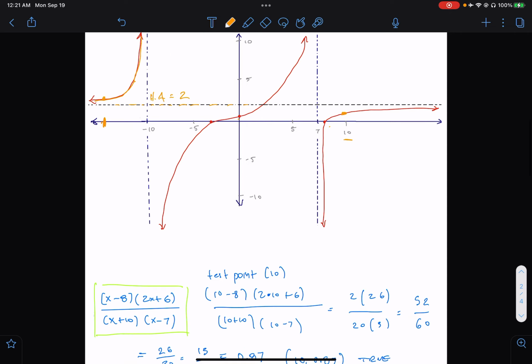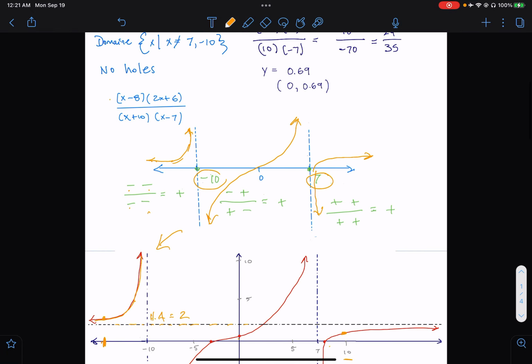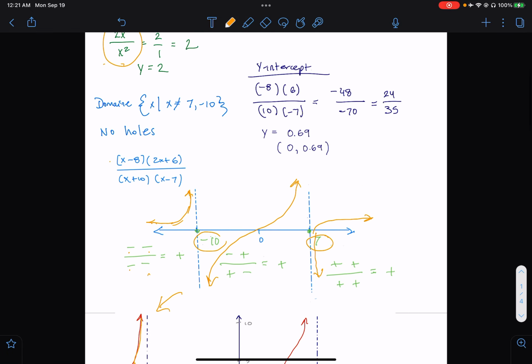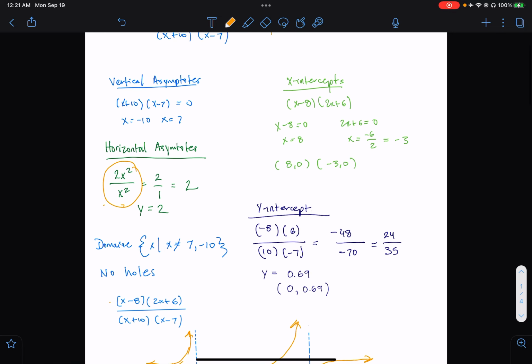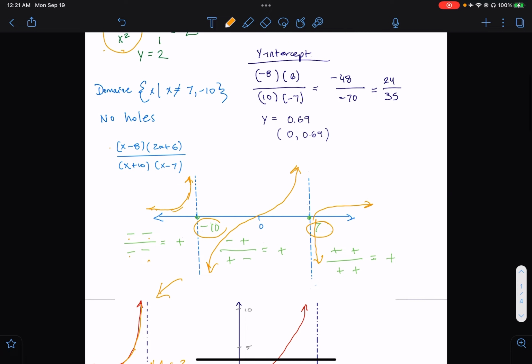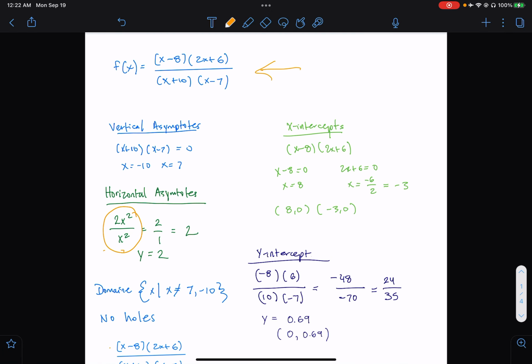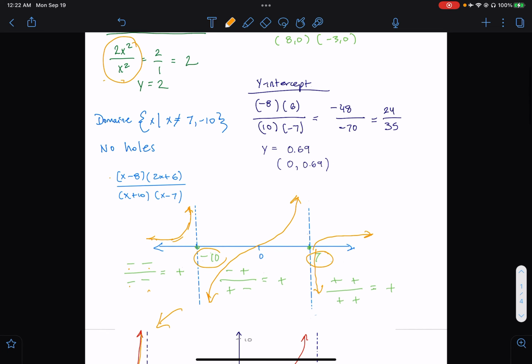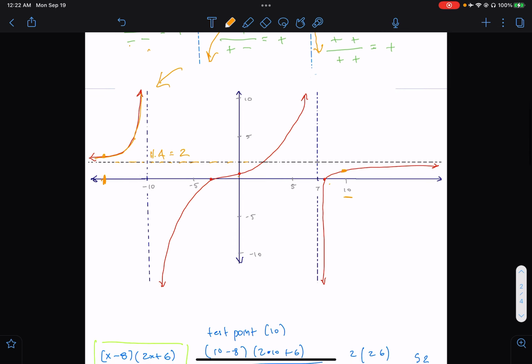So yeah, that's just a pretty brief and quick explanation on showing how when looking at a rational function, you can break it down, you can find your zeros, you can find your y-intercept, you can find both vertical and horizontal asymptotes, and by using a number line, you can find out how your function is going to behave. And that's that.